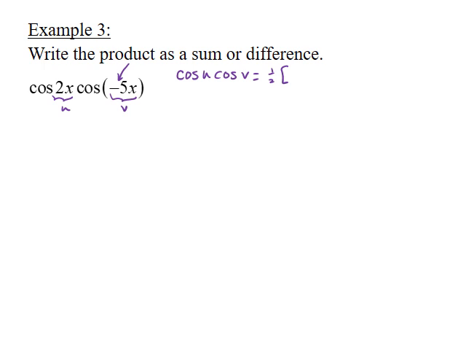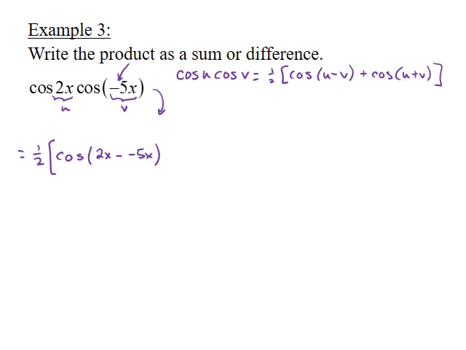1/2 of cosine of u minus v plus cosine of u plus v. All right, so this is what we'll use. So this becomes 1/2 cosine of u minus v, so in our case 2x minus a negative 5x, plus cosine of u plus v, so 2x plus a negative 5x.